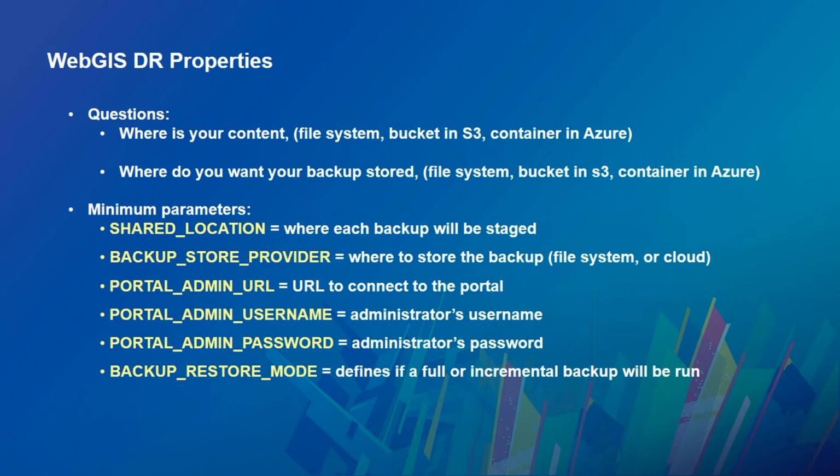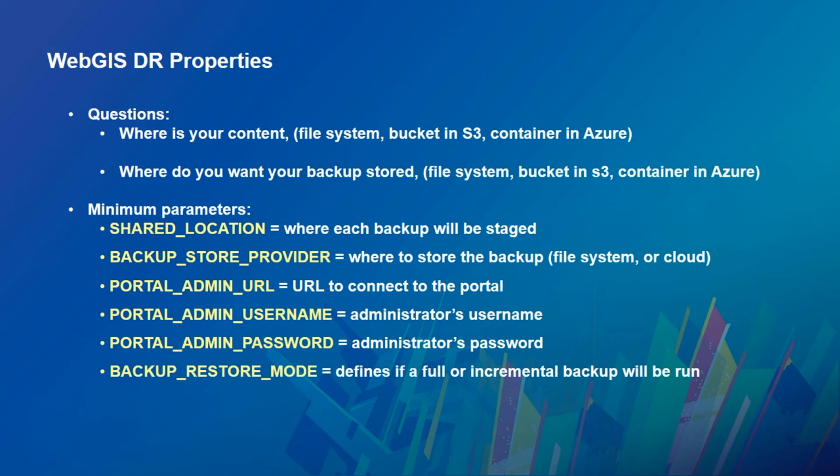Now, there are minimum parameters that are required to run the tool, and I just want to highlight those here. The shared location is where each backup will be staged before the DR tool zips them up to create the DR tool backup. So portal, server, and data store will be staged in this shared location first, and then the DR tool zips it up.